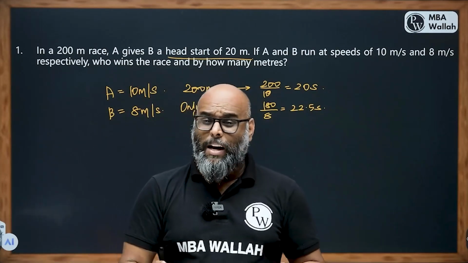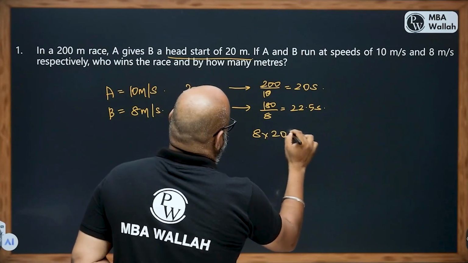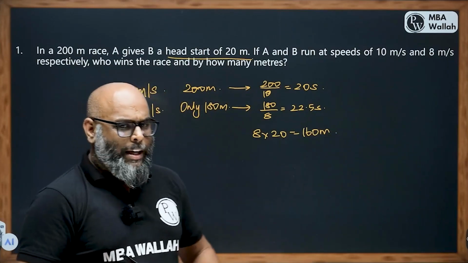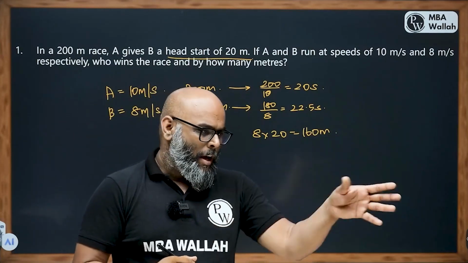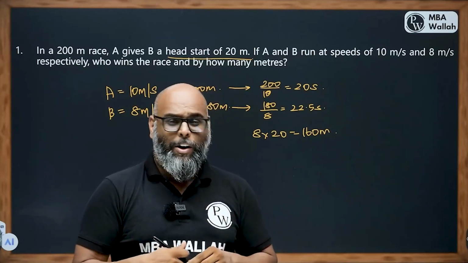So what is the distance covered by him in 20 seconds? That would be 8 into 20. That will be 160 meters. But would the gap between them be 40 meters? When A completes the race, B has completed only 160. Does it mean the gap between them would be 40 meters?